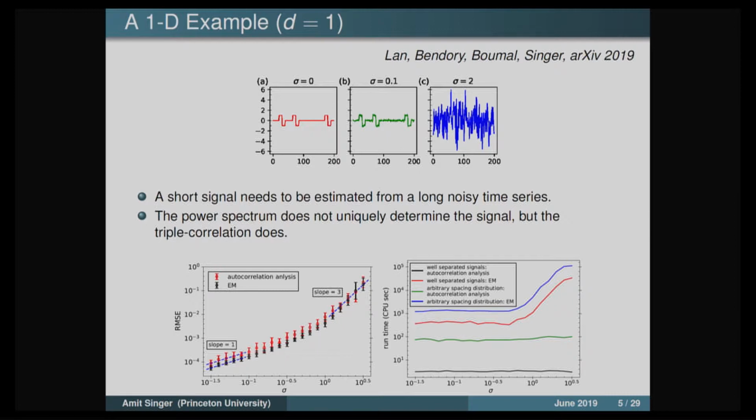So the initialization is poor. You just don't know what the signal is, and there is very weak correlation to drive you in the right direction. So you need many iterations until convergence. And you can see that the difference can be quite striking, say, by a factor of 1,000 and even more in the running time.